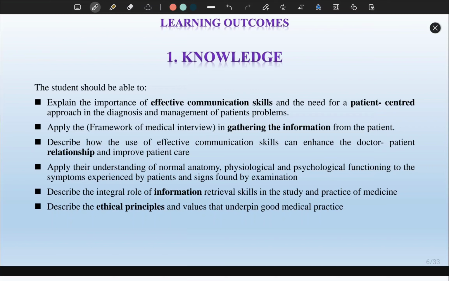Perform examination, which is mostly a clinical examination, and also to demonstrate awareness of the ethical and legal concept. And lastly, the attitude. This is also a very important part.